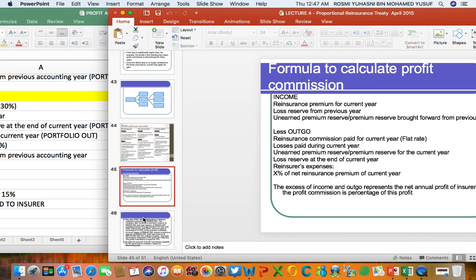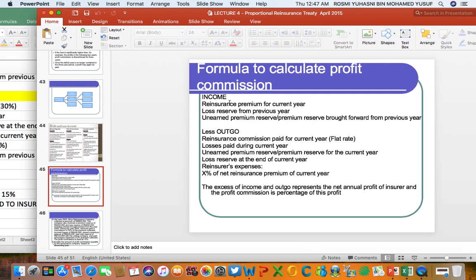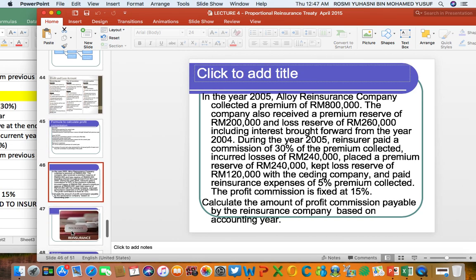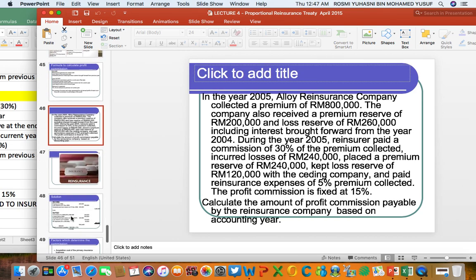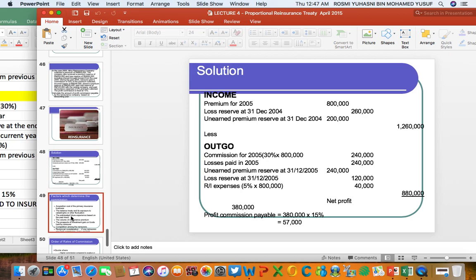So these are the formulas, and remember you have to know what are the items under income and what are the items under outgo, in order for you to do the calculations if there is a question in a test or in the exam asking you to calculate profit commission. So this is again some of the examples.